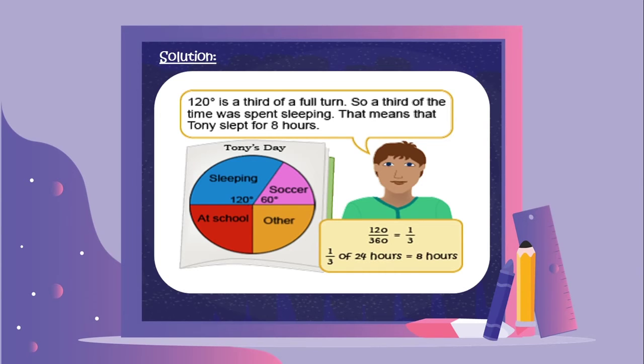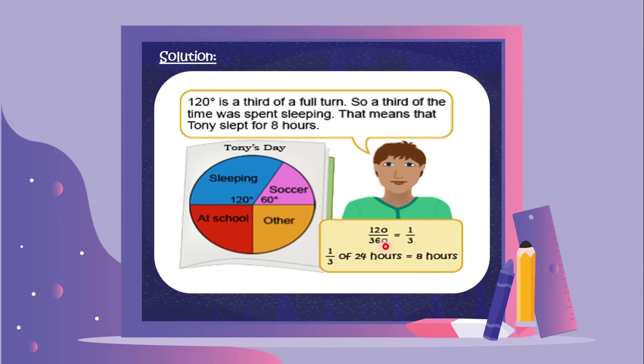For your information, we have 4 sectors here: the sleeping sector, the soccer sector, the other sector, and the at school sector. So to get the fraction of the day spent sleeping, we can use the angle information here. The angle of this sleeping sector is 120 degrees. So 120 degrees is a third of a full turn, and a full turn means 360 degrees.